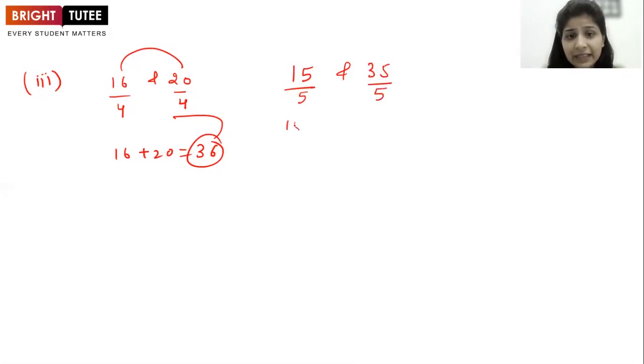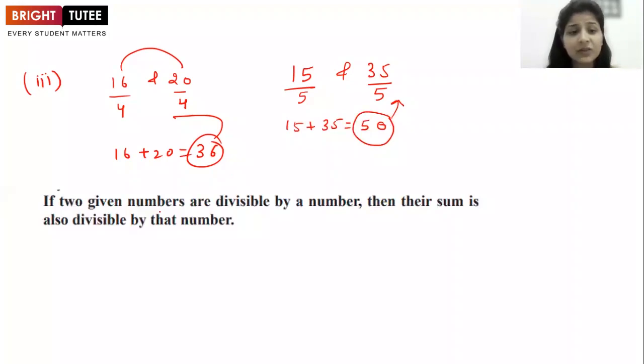Let's just add them. 15 plus 35. So 5 and 5 is 10, 3 and 1 is 4, and 1 is 5, we get 50. Is 50 divisible by 5? Yes. So what is the result, students? We can say if two given numbers are divisible by a number, then their sum is also divisible by that number. This will always happen if you have two numbers and they are exactly divisible by some number. You add them and try to divide with that number. They will always be divisible.